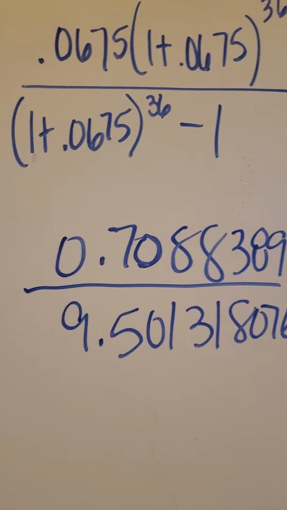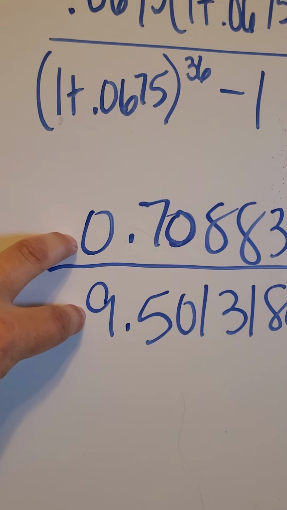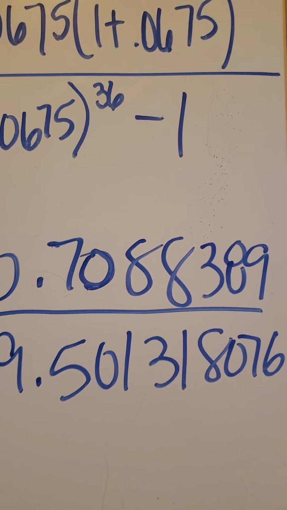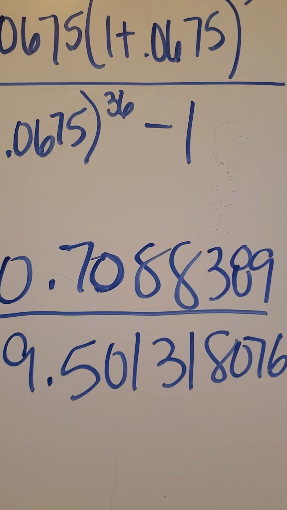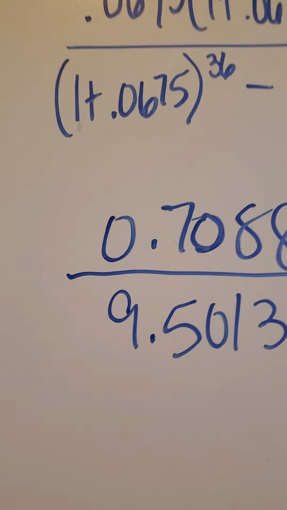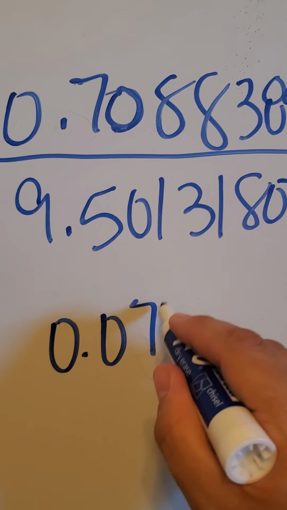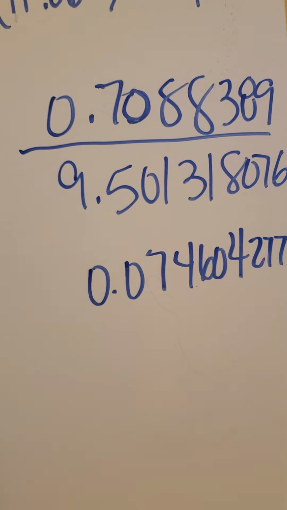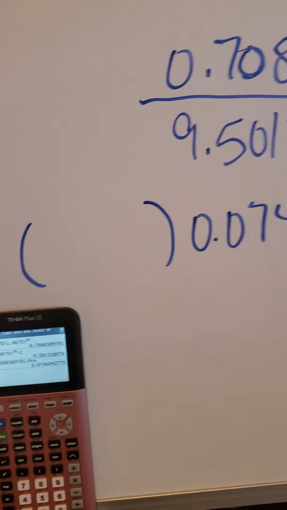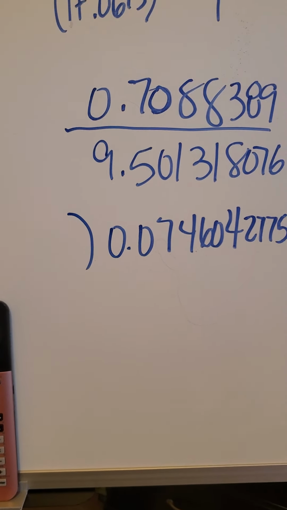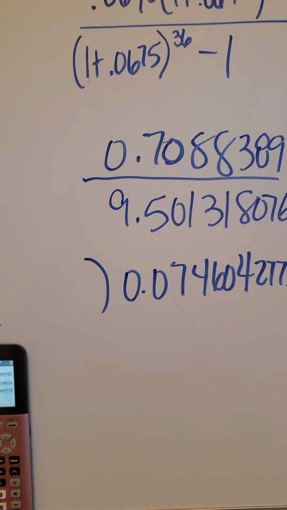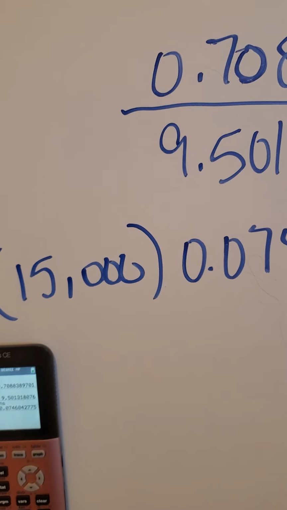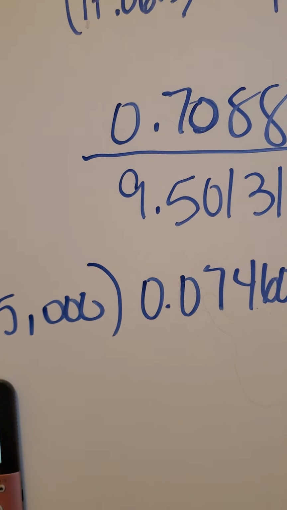All right, now I'm going to divide these two numbers, because when I have a fraction, I can divide. So 0.7088389701 divided by my previous answer, and I get 0.0746042775 as my answer. Now I'm going to multiply by whatever I'm financing. So back to where I was talking about earlier, if I bought a car for $20,000 and I saved up $5,000, I could put $5,000 down. Then I would be financing $15,000, right? So I'm going to take that times 15,000.